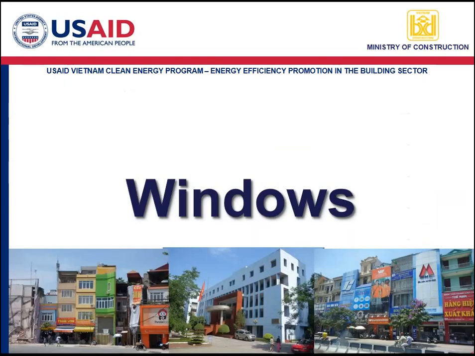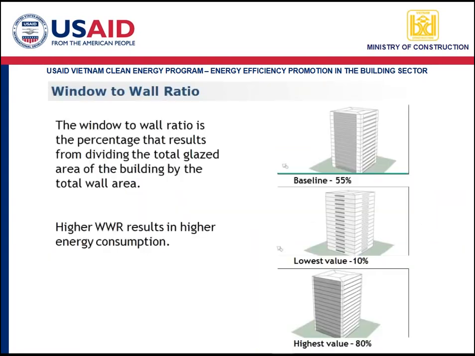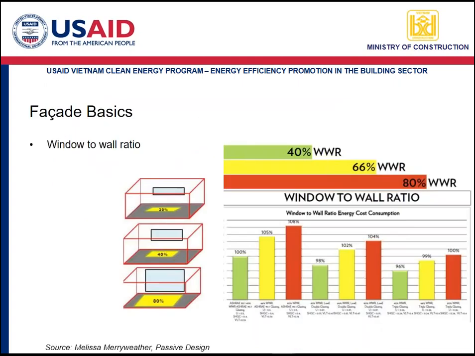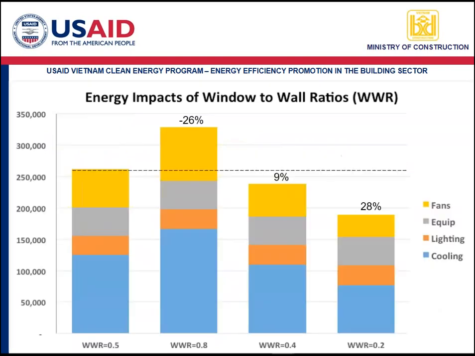So the next thing, let's look at some windows and the amount of windows. Here we have 20% of window area of the wall. Here's 40% and 80%. The more windows you use, the higher the energy use of the building.